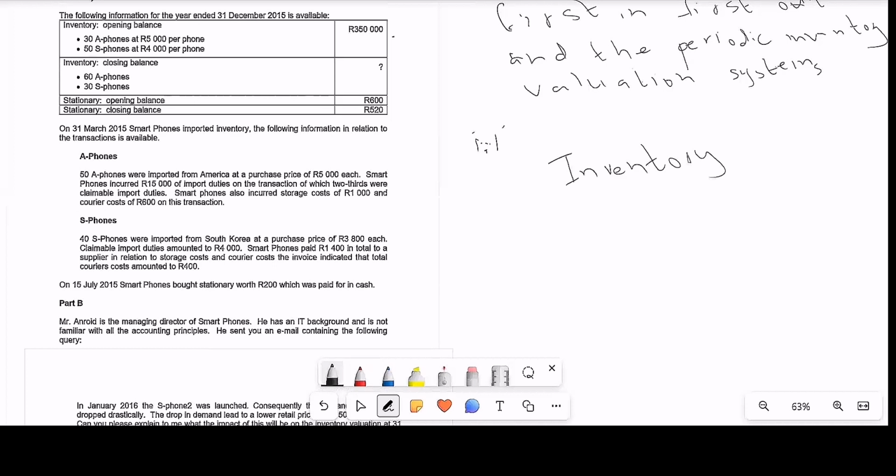And then here I'm gonna say a phone. And here I'm gonna say as phone. And guys, also keep in mind of the inventory system. This one is the first in, first out, and stationery. So the stationery balance is already given, so I can put it down right now. It's gonna be 520, because we only include the closing balance when we're calculating the balance of inventory.